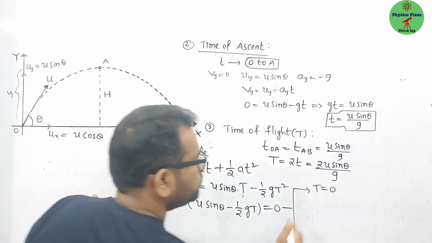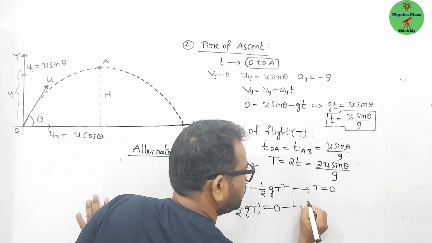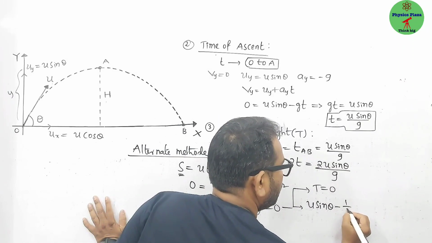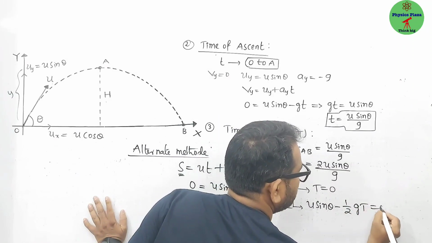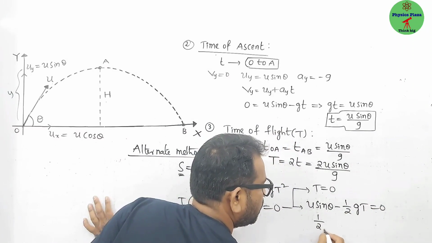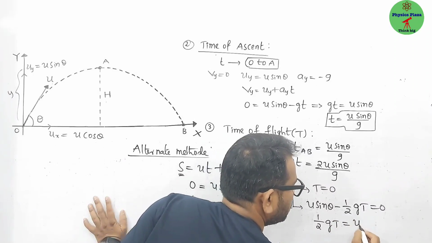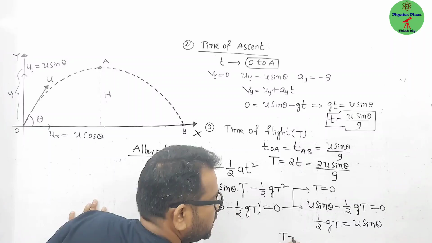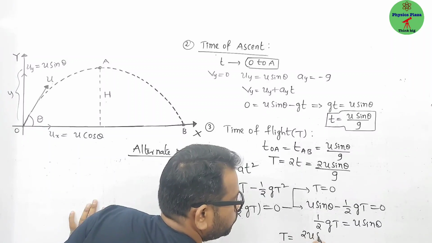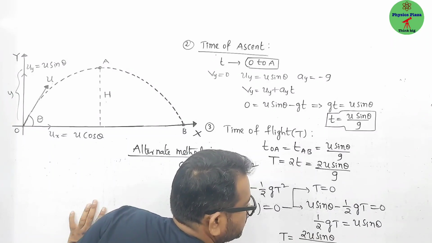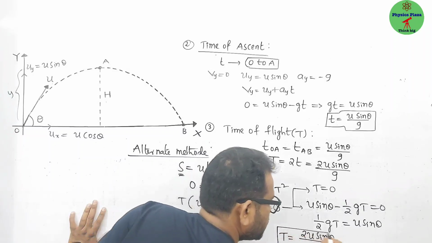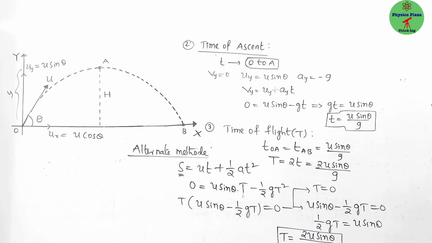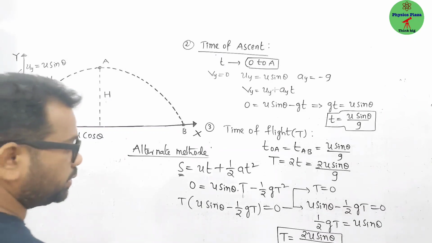Now the second possibility is u sine theta minus half g t is equal to 0. If you simplify this, half g t is equal to u sine theta. So from this I can write t is equal to 2u sine theta by g. That's it. So the time of flight is equal to 2u sine theta by g.